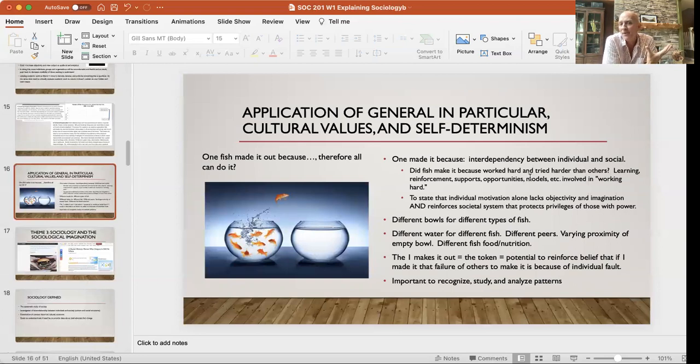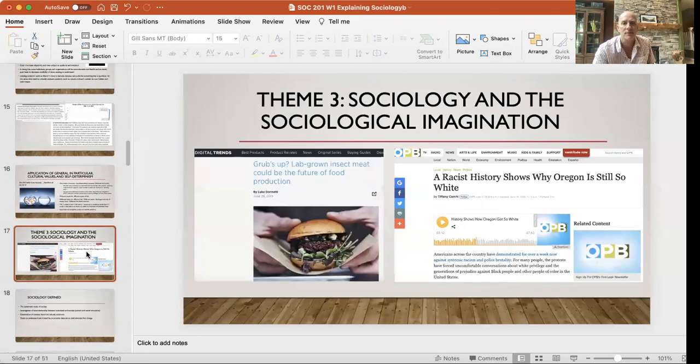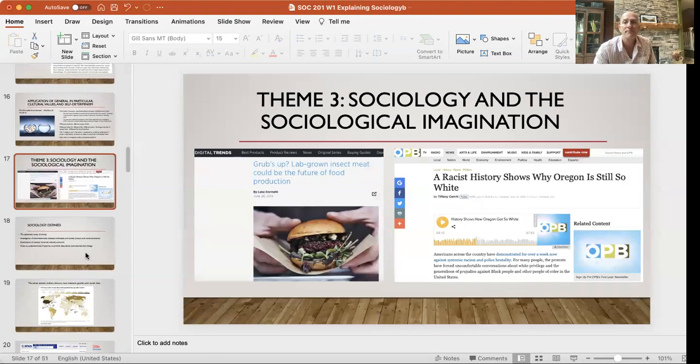I would say there's probably different bowls for different types of fish. There's different water for different fish, different peers, different interactions, different proximity between the bowls, different nutrition in the water. The one that makes it out may be the token. They made it out, therefore everybody else can too. I think that just reinforces this very individualistic perspective. All right, so now we're going to spend a lot of time throughout the term trying to tease that out, the individual and the context, and we're probably going to be examining a lot the social determinants and social influences.